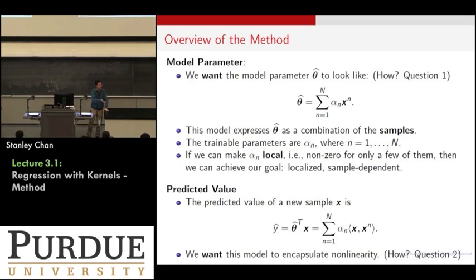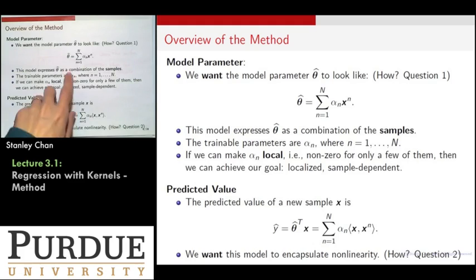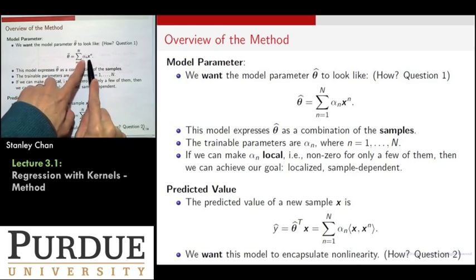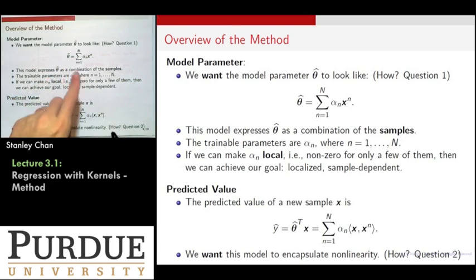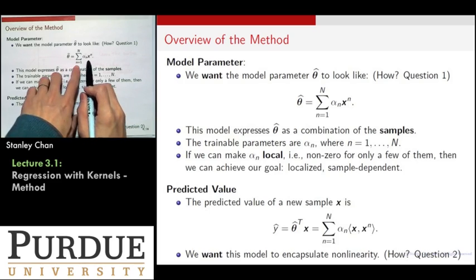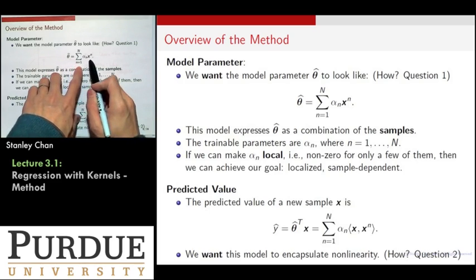Theta would be your model parameter. You want a model, and you want this model to be somehow derived from the data points. That's why we have this equation here. You have the data point xn, and then you have a theta hat. Theta hat would be a model parameter. You want to write it in terms of a linear combination of the data points.